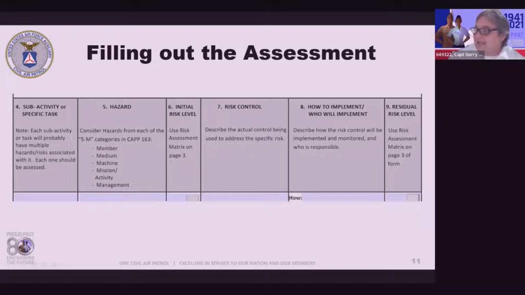And the residual risk level. So after we've implemented it, what then happens? Did we modify the risk? If it was already low, then obviously we don't modify the risk. If it was medium, there's a potential that we've now brought it to a low.